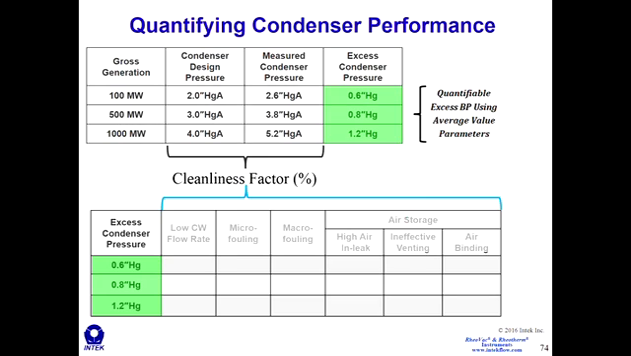And everybody's familiar with problems of high air in-leakage and how air in-leakage can cause condenser pressure to increase. But similarly, ineffective venting can cause back pressure to increase. Examples of this are vacuum equipment.